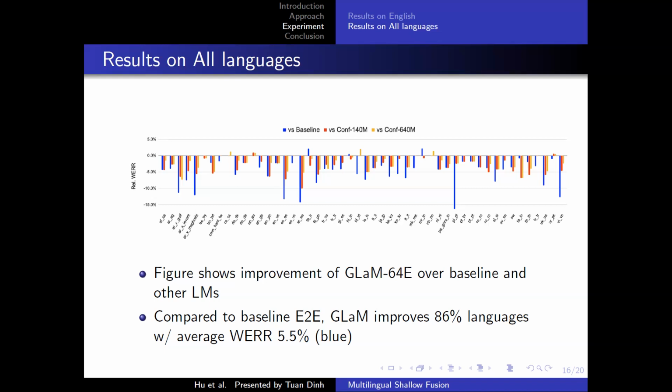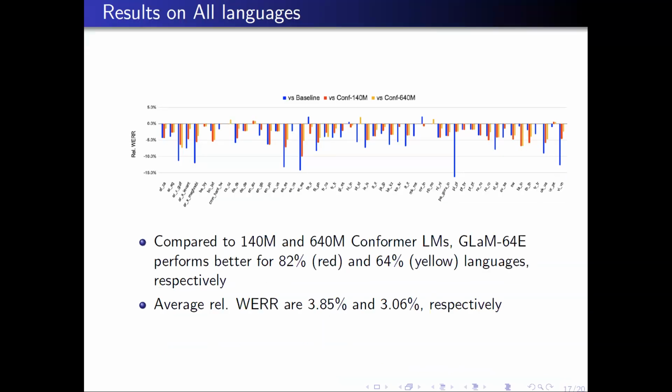The authors claim the degradation is small without further discussion on the cause behind it. Compared to the 140 million and 640 million conformer language models, GLAM 64 experts performs better for 82%, the red bar, and 64%, the yellow bar, of languages respectively. The average relative word error rate reductions are 3.8% and 3% respectively.